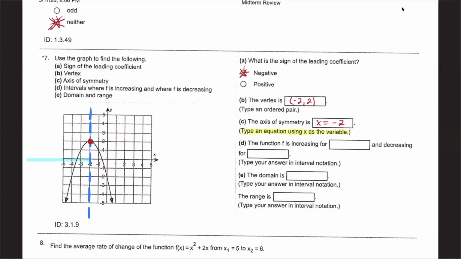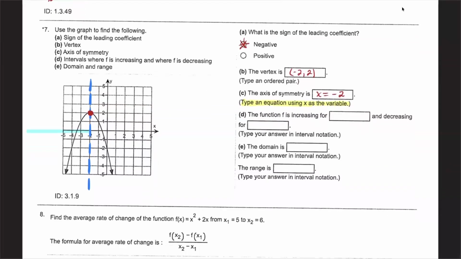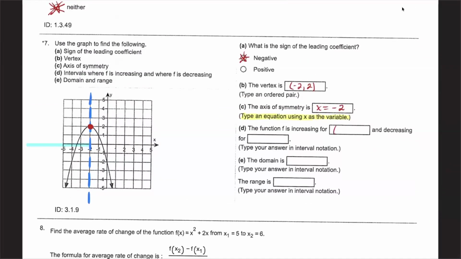It's increasing because from left to right, it's going upward. Don't worry about that downward arrow. Don't let the arrow fool you. The graph is going upward from left to right, from -infinity all the way to -2. So from -infinity all the way to -2, it's increasing.